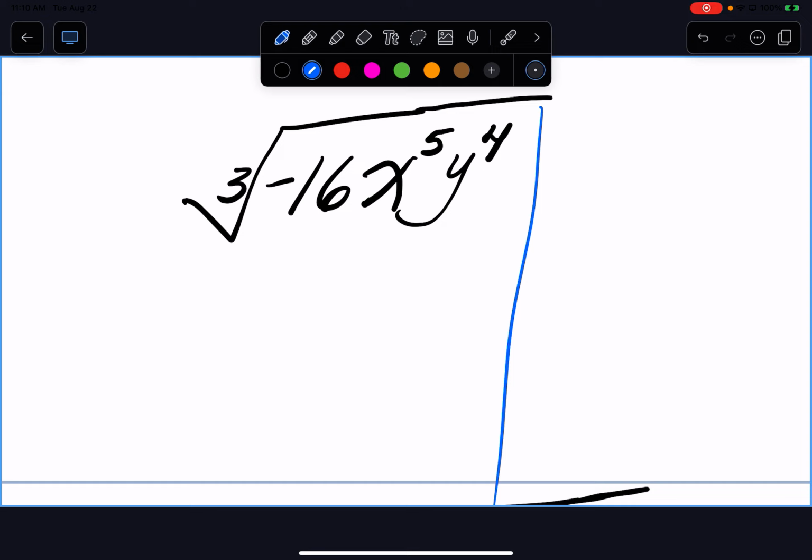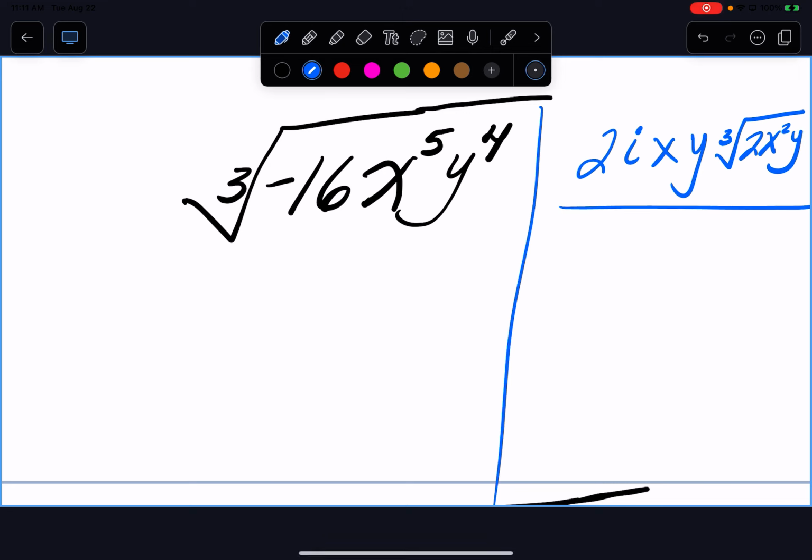So then there's 2 different answers. I got 2y, xy on the outside. Sorry, I heard something weird. I'm going to write down a few different answers that I hear. 2i, xy. And then what? And then you have the cube root of 2x squared y. Interesting. That's just one person's answer.